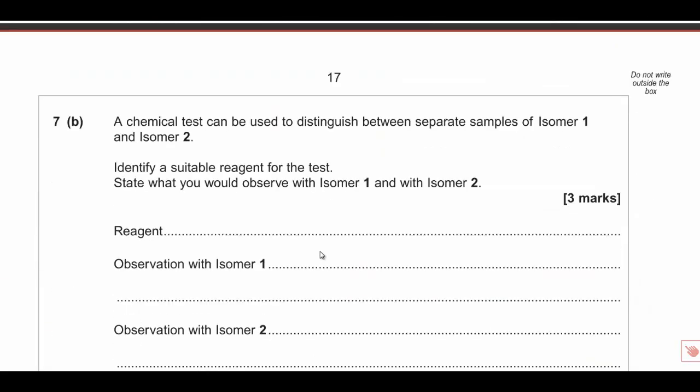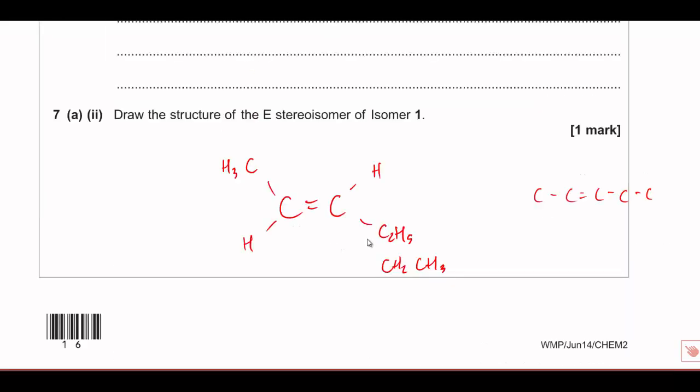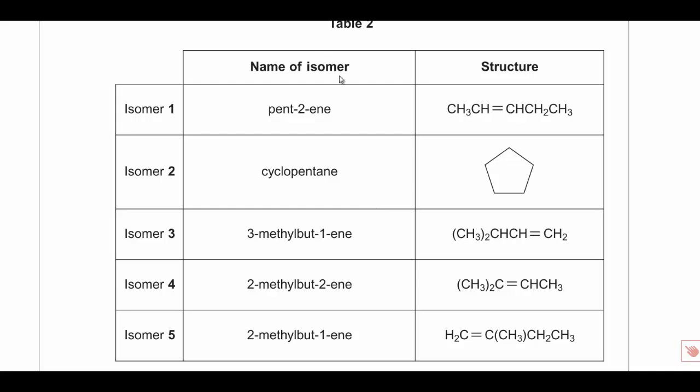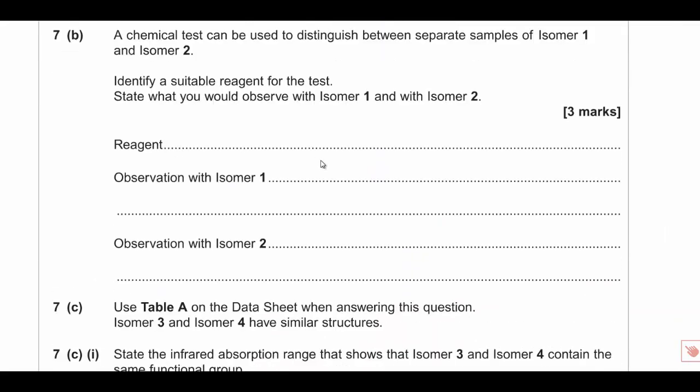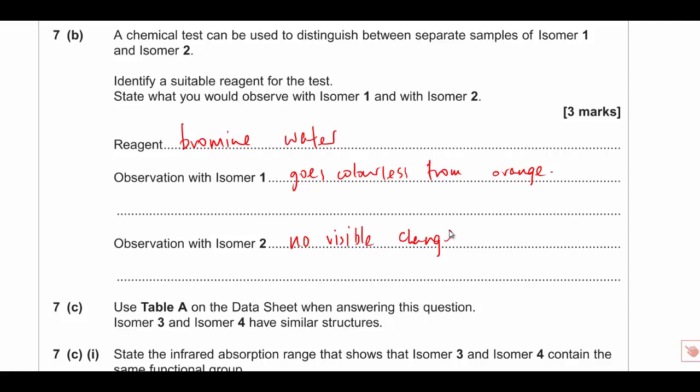Next one. 7b. A chemical test can be used to distinguish between separate samples of isomer 1 and isomer 2. Straight away I know where this is going. Isomer 1, isomer 2. Thing here is it's an alkane, single bonds. This one has a double bond because it's an alkene. So although they have the same molecular formula, it doesn't matter. Reagent is going to be bromine water. Standard test. Isomer 1 was an alkene, so goes colourless from orange, no visible change there for the alkane.